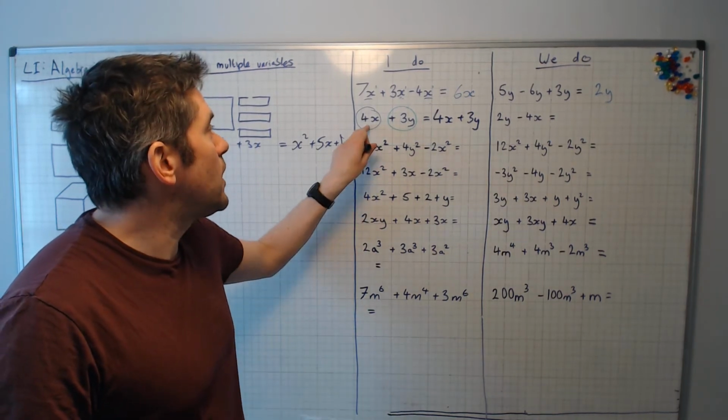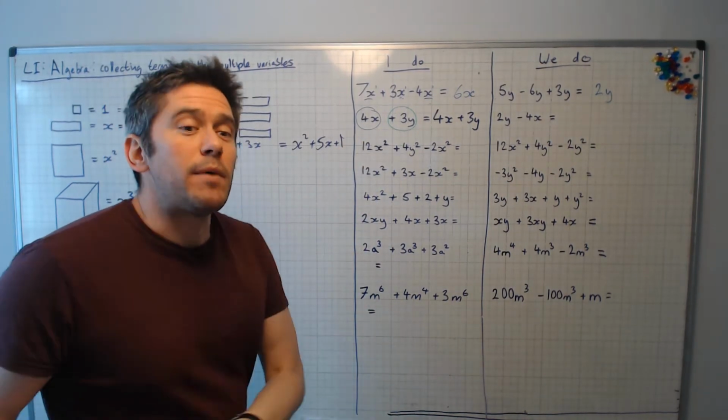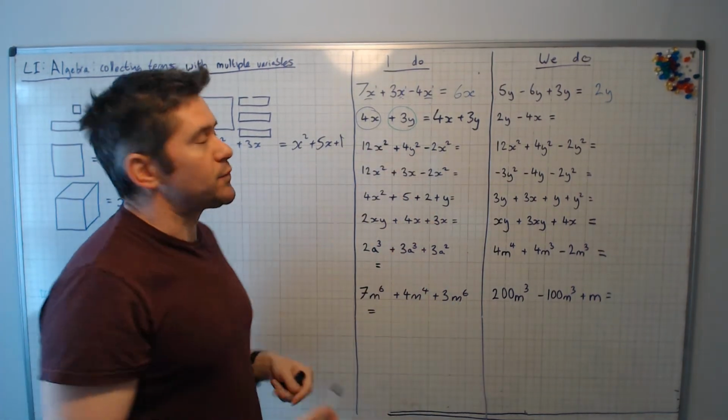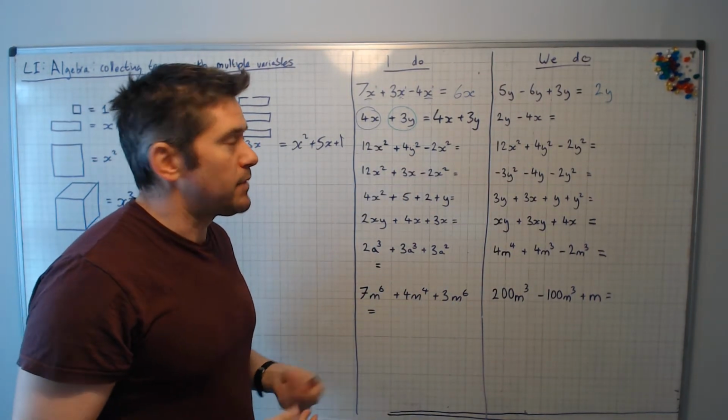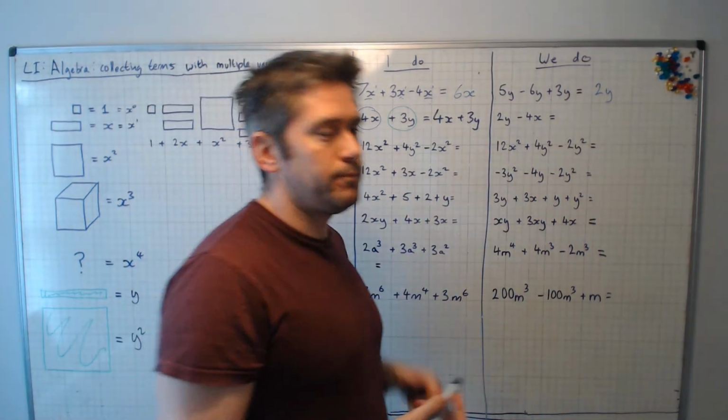Usually we write the letters in alphabetical order as well. So if it said 3y plus 4x, we might maybe change it to 4x plus 3y. That doesn't matter. Have a go at this one.